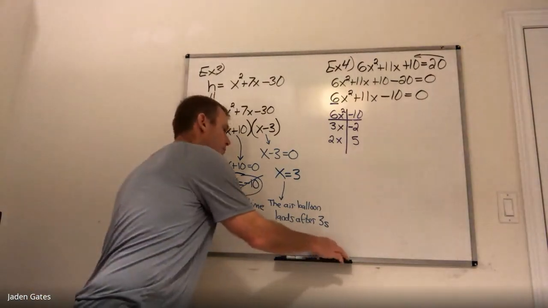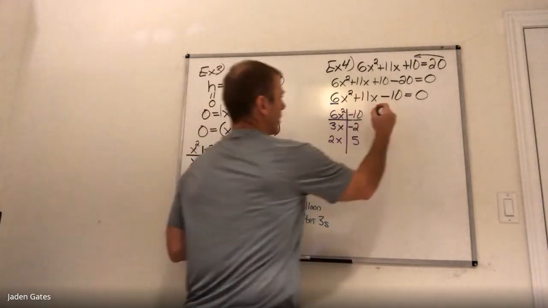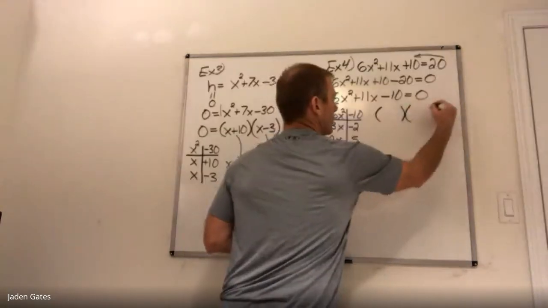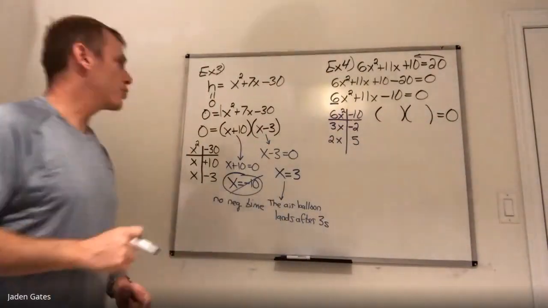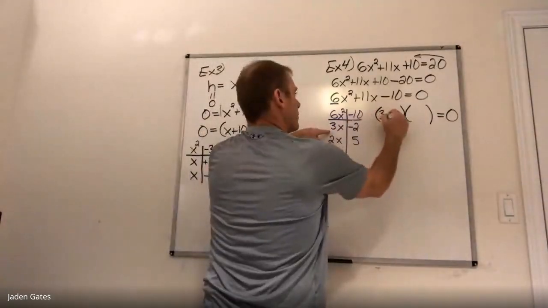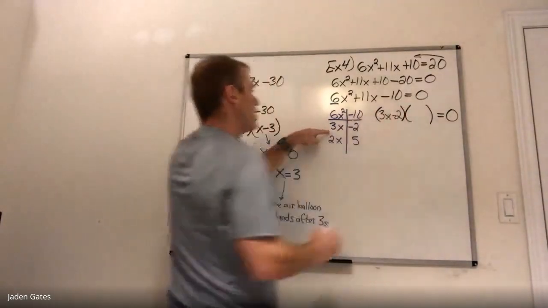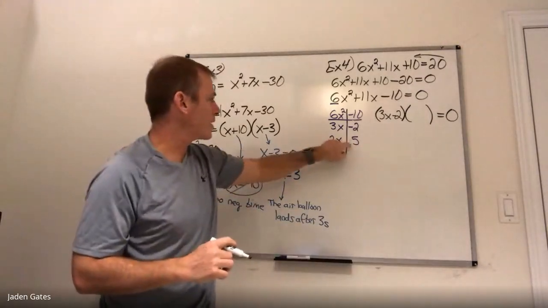All right, so now I'm going to factor my quadratic. That's always the first step to solving. Well, not always, we'll get to that. There we go. So we're going to have our two pieces. So the one piece is going to be the 3x minus 2. And the other piece is going to be, going across horizontally here, 2x plus 5.